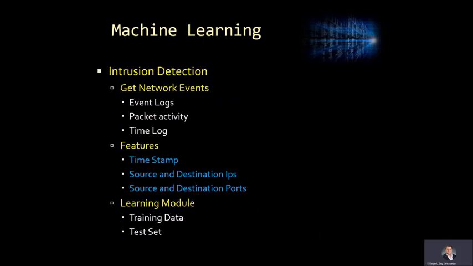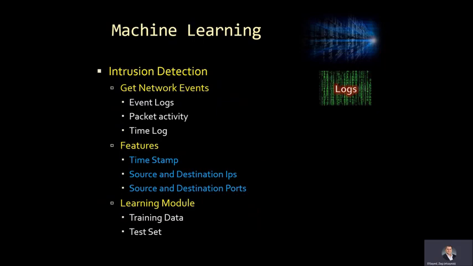In this case, imagine we have an intrusion detection system using machine learning, and what we need, first of all, is to get the data. And in our case, the data will be the network events, including but not limited to event logs, packet activity, and the time of the log, or the chronological distribution of the packet's activity in your system.